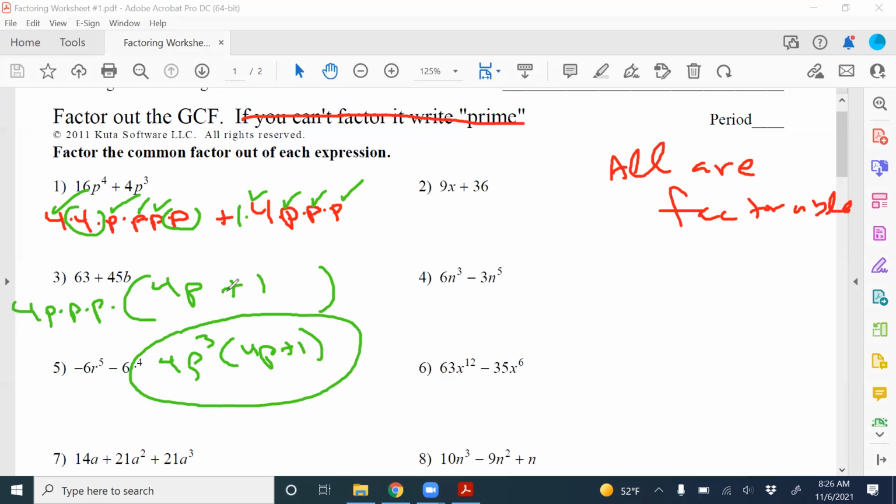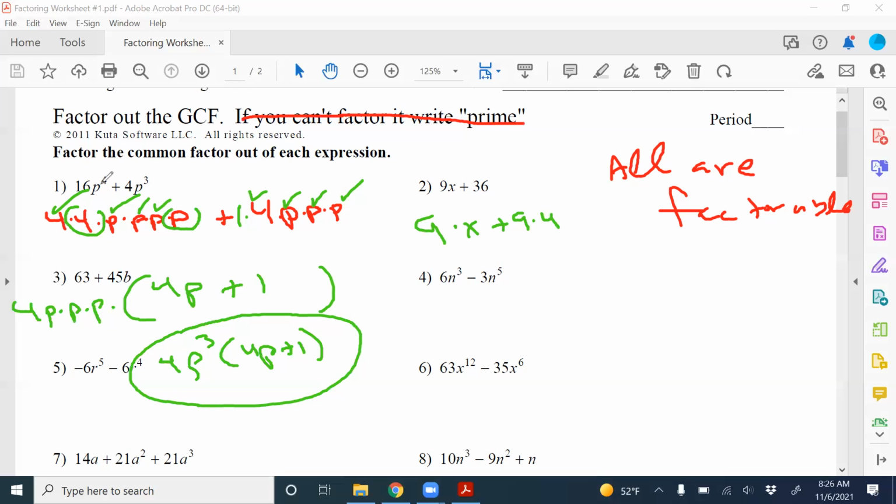Let's take a look at number 2. Now, number 2 can be written as just 9 times x, or you could break it down as 3 times 3 times x, I suppose. But the reason why I didn't break down the 9 is that 36 has 9 as a factor, which is 9 times 4.